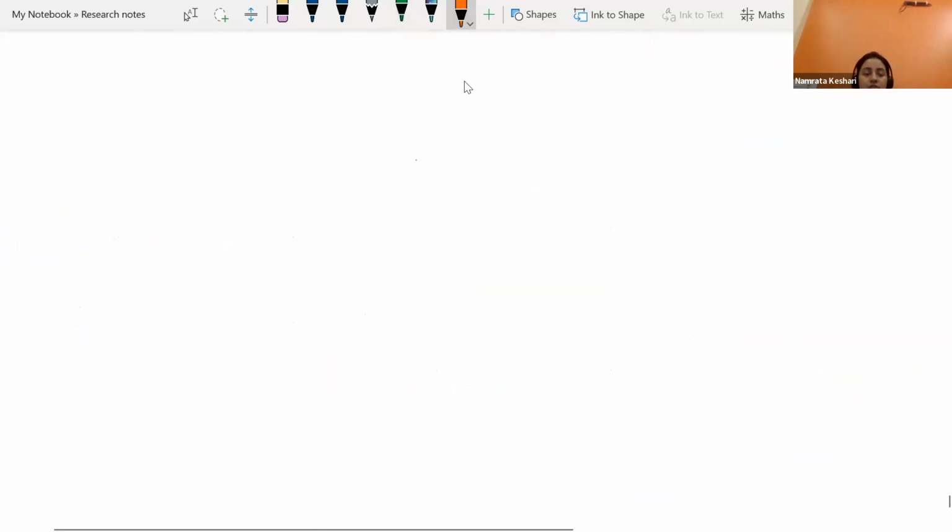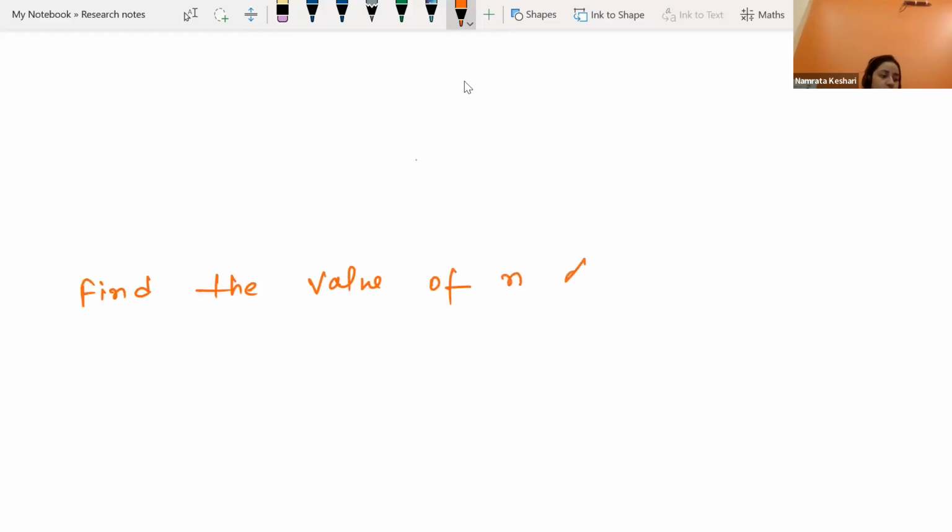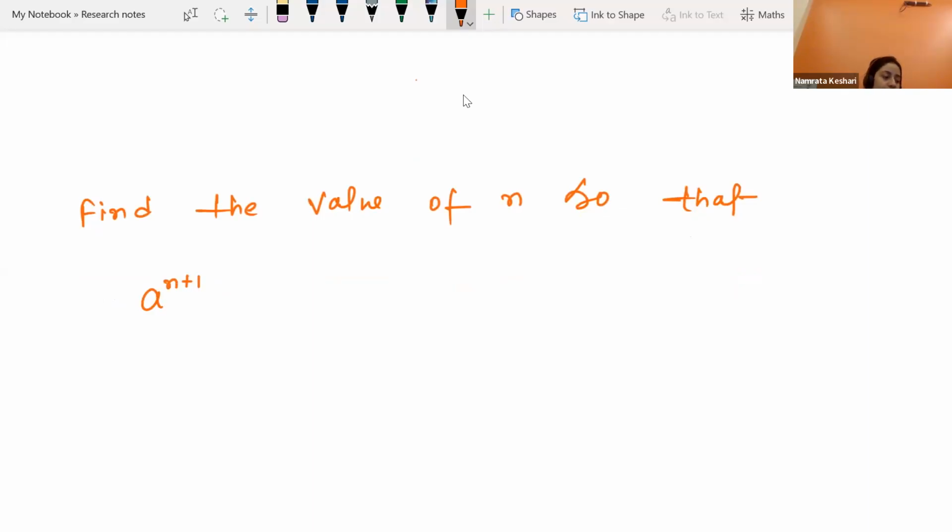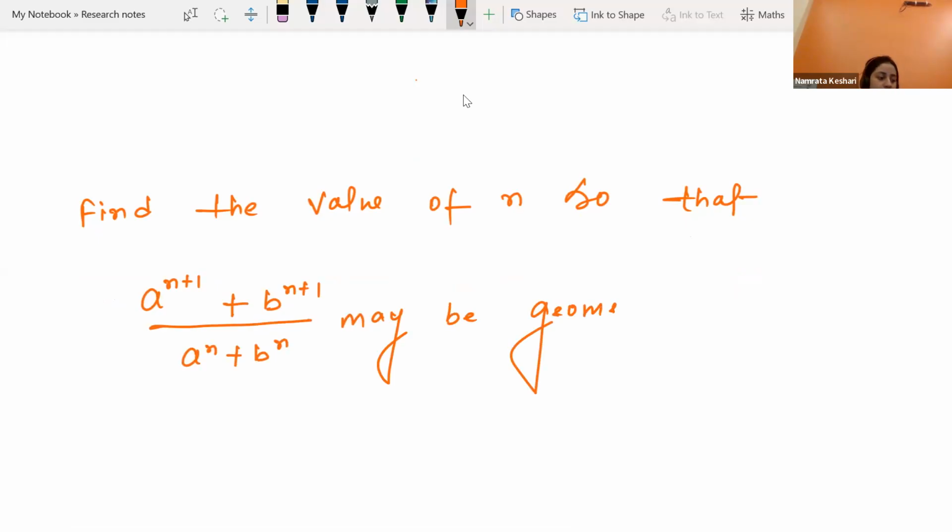Let's try solving few more questions. Find the value of n so that a to the power n plus 1 plus b to the power n plus 1 by a to the power n plus b to the power n may be geometric mean between a and b.